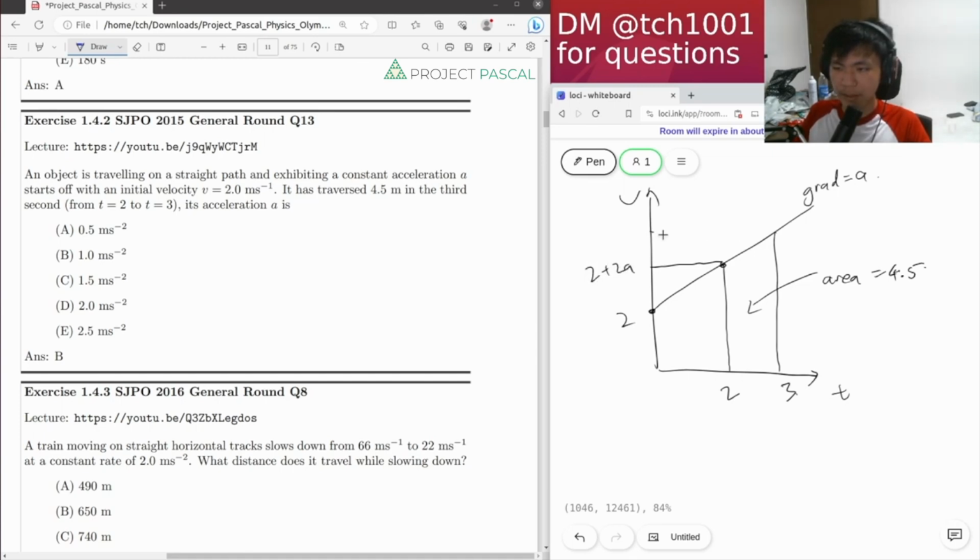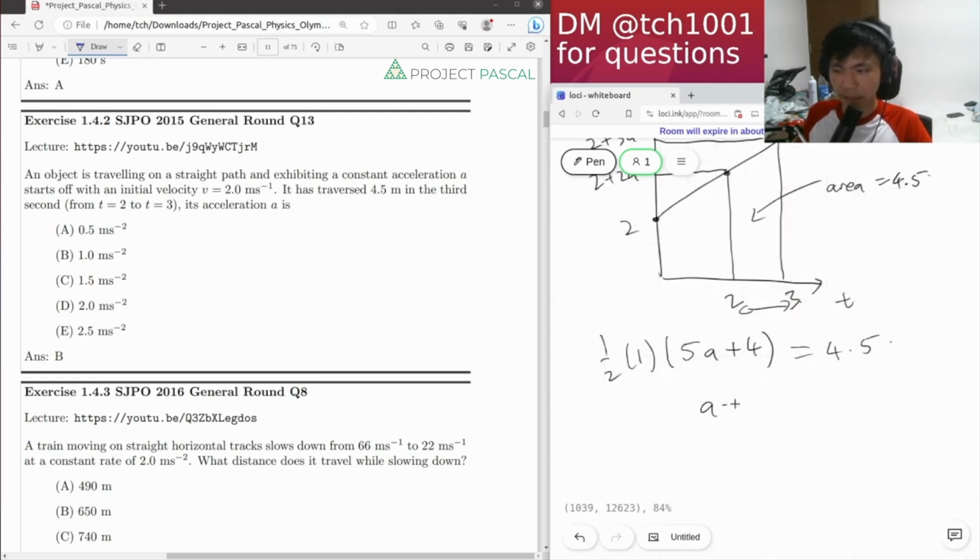And after 3 seconds, the velocity is going to be 2 plus 3a. So that gives us the two heights of the trapezium. The base is just 1 second over here. So the area of the trapezium is half times the sum of the two heights. So it's 5a plus 4. And we get that the area is 4.5.